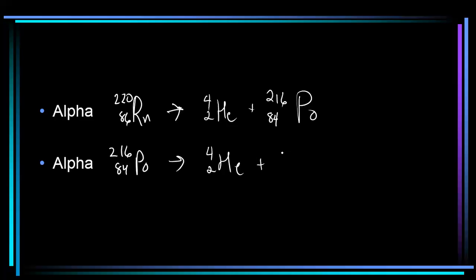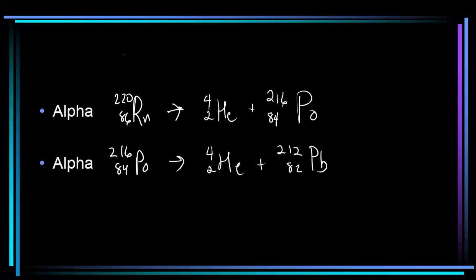Bailey, another alpha decay. 4 plus what is 216? 2 plus what is 84? Who is number 82? Excellent. Oh, forgot to memorize it. 212, 82, lead.